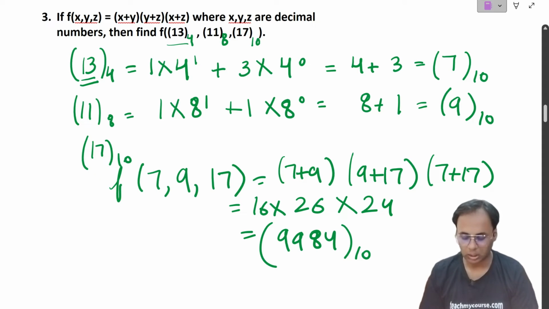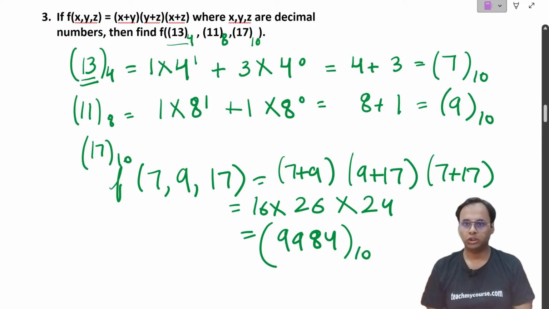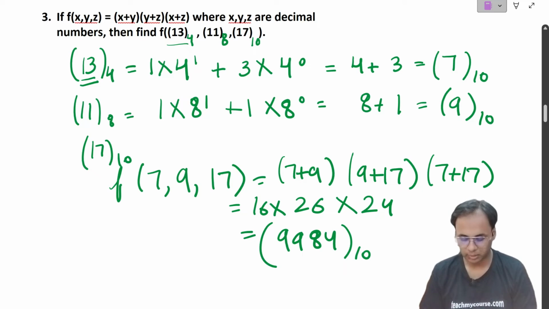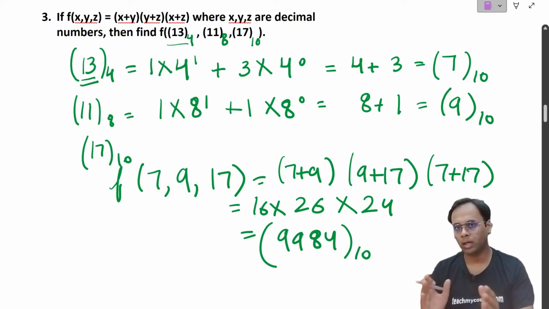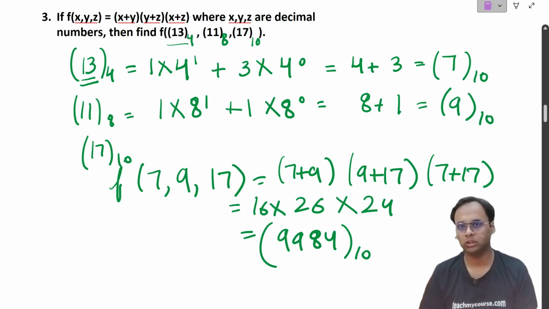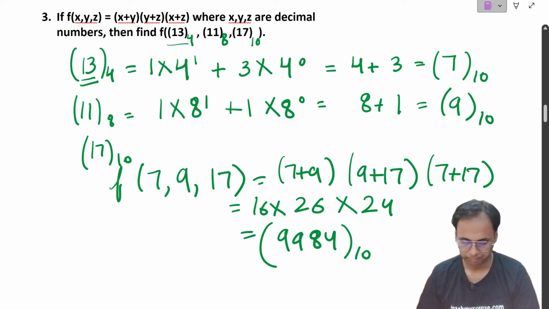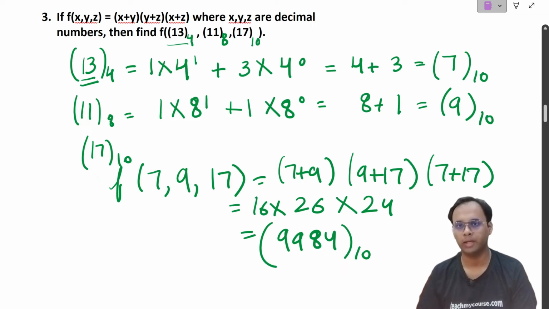So this is how you proceed on applying any function to different numbers which are in different kinds of number systems. Here we had three different number systems, so the most simple way of doing this is to convert all the other number systems to base 10. I hope you get a clear view of how to go about solving these types of questions. Let's move ahead to the next question.